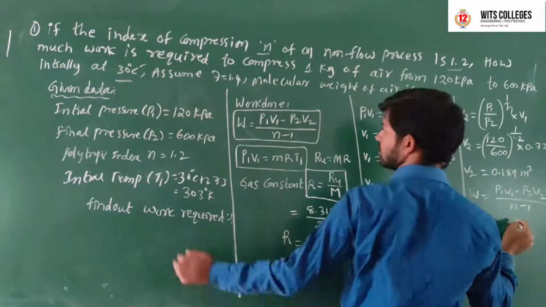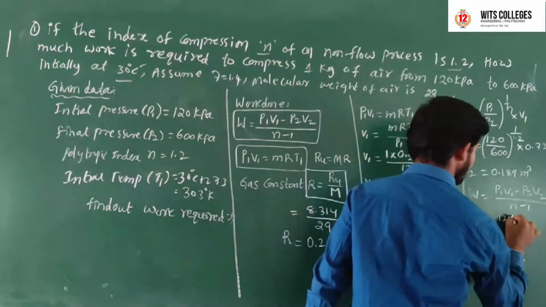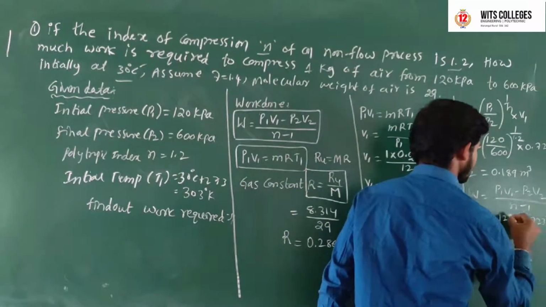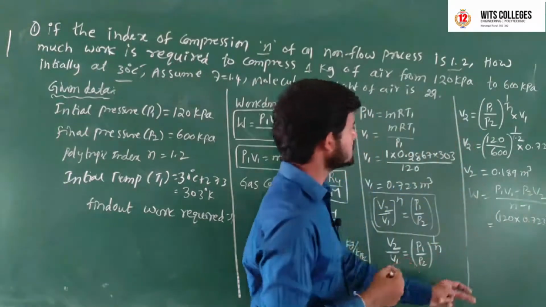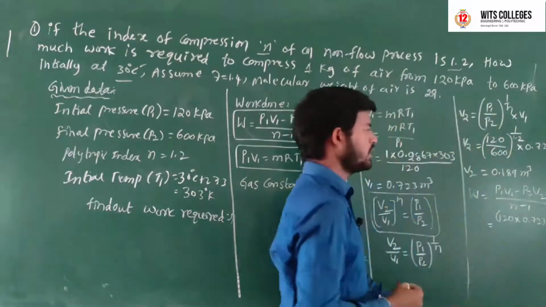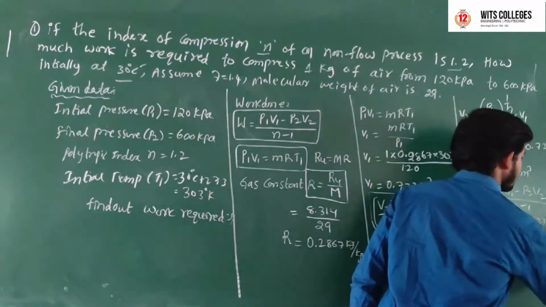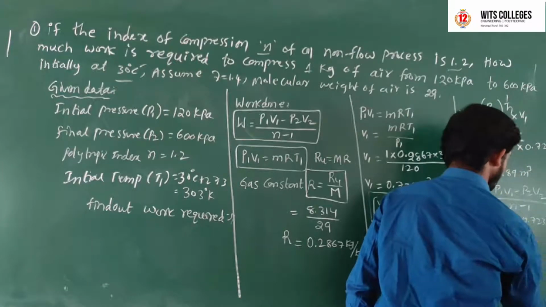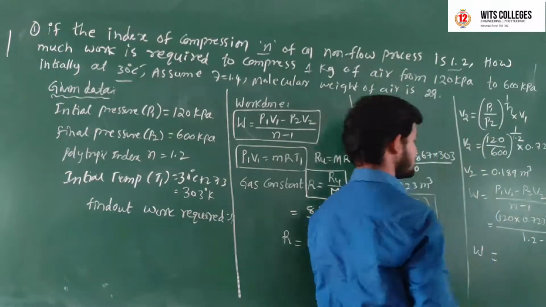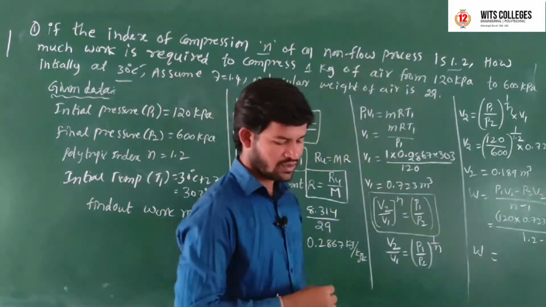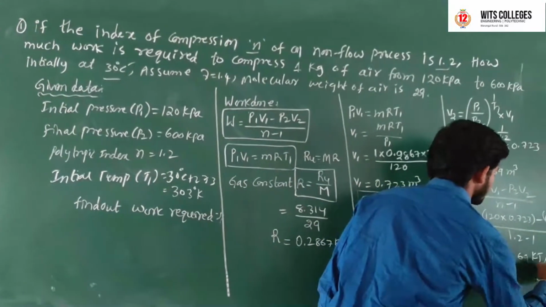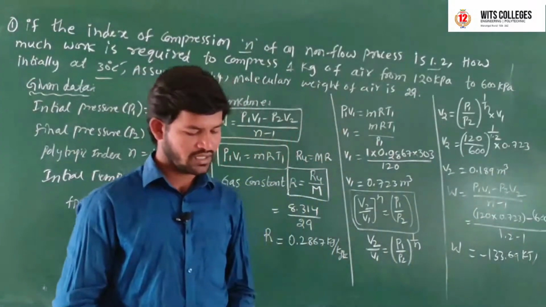Here P1 is given as 120 into V1 obtained as 0.723, minus P2 given as 600 kilopascal into V2 obtained as 0.189, divided by n value 1.2 minus 1. Here our work done obtained from this equation is minus 133.69 kilojoules.